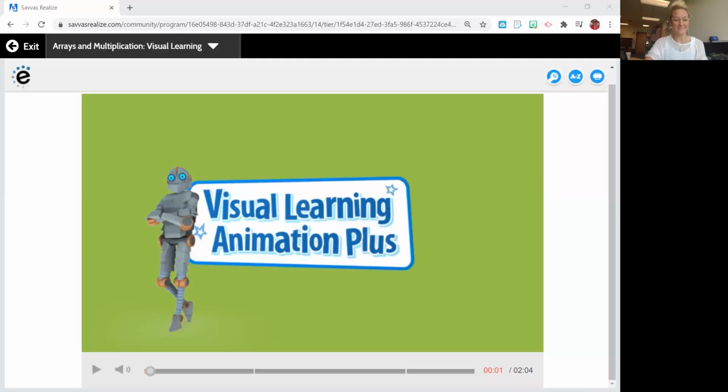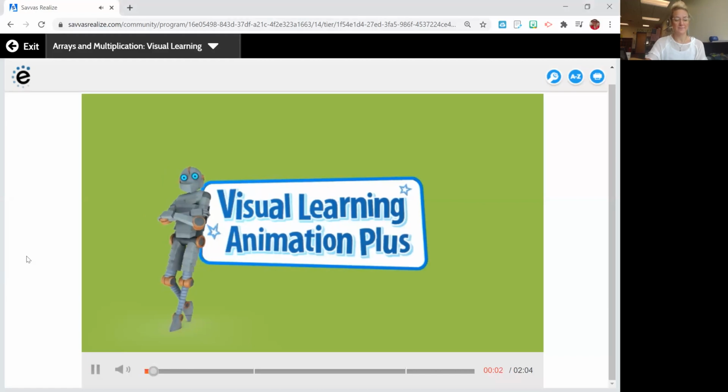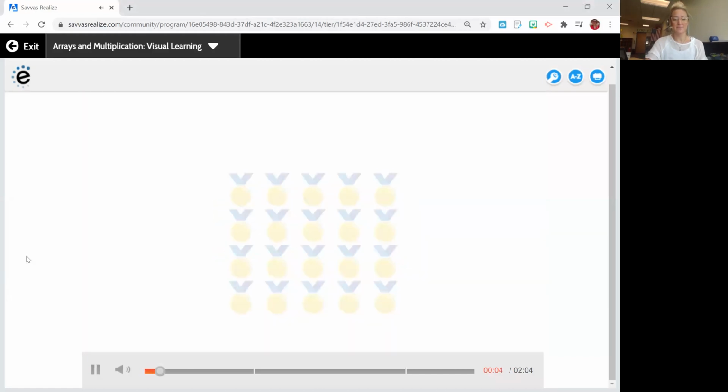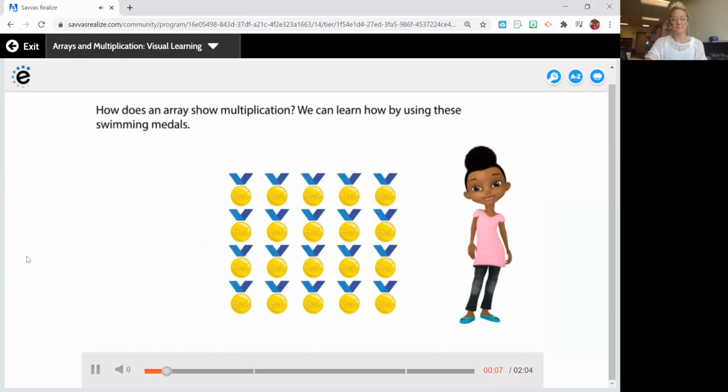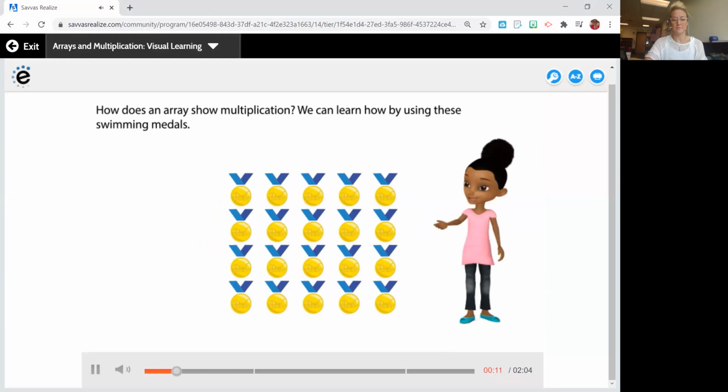Let's begin. Looking at arrays and multiplication. How does an array show multiplication? We can learn how by using these swimming medals.